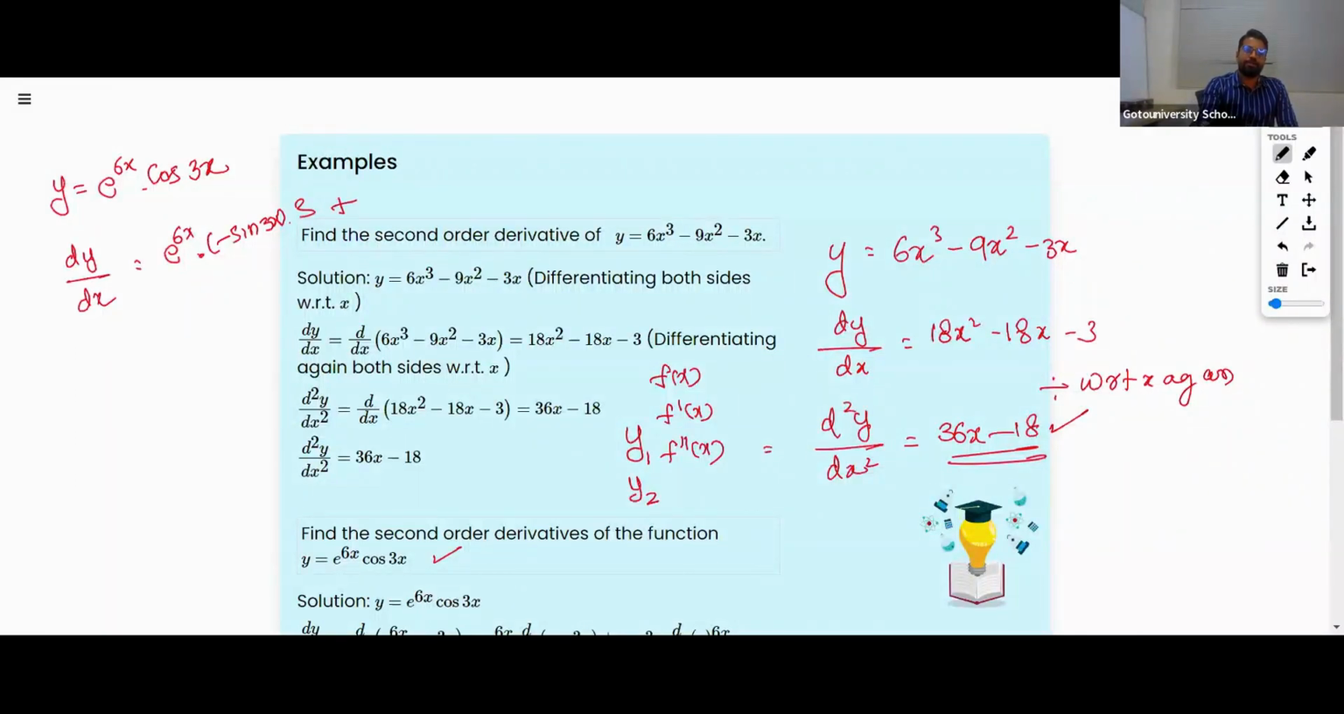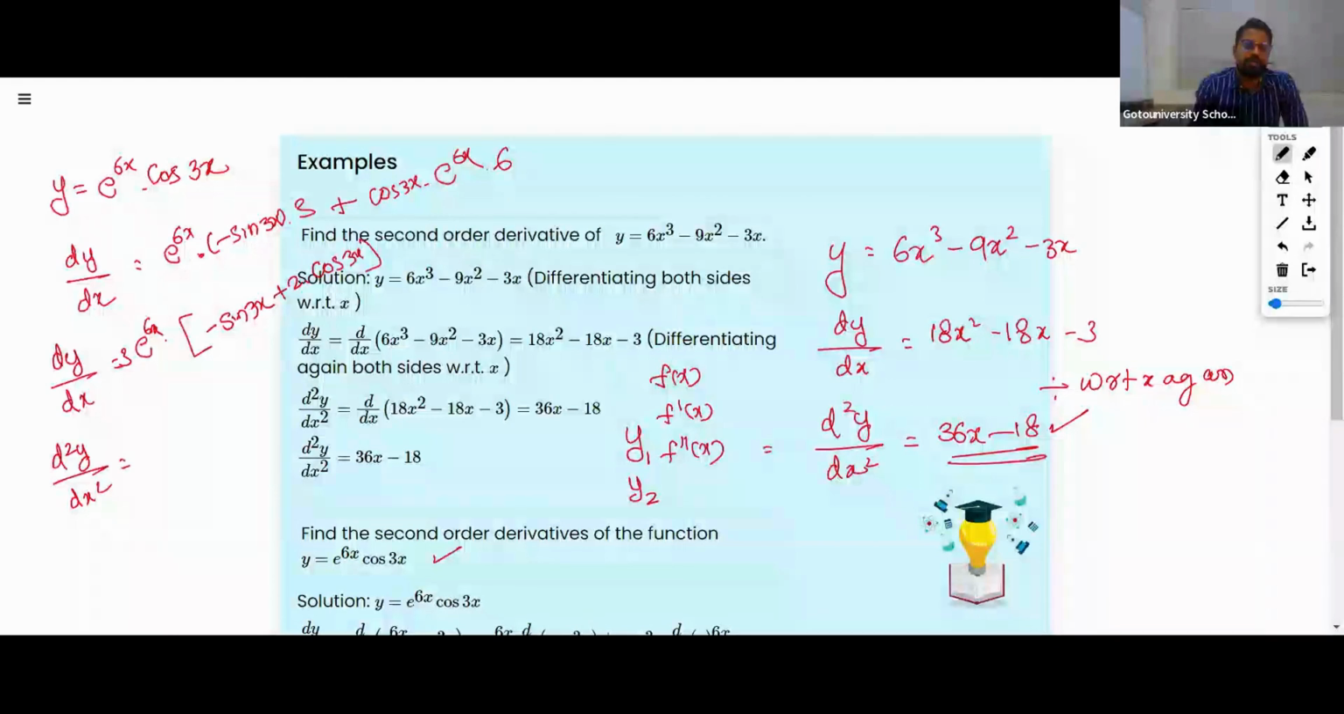plus, I'm going to differentiate now e power 6x. That is e power 6x into 6. So before differentiating this, let's take the common things. 3 is common, e power 6x is common. I end up with minus sin 3x plus 2 cos 3x. If you differentiate one more time, d square y by dx square, we end up with another term.